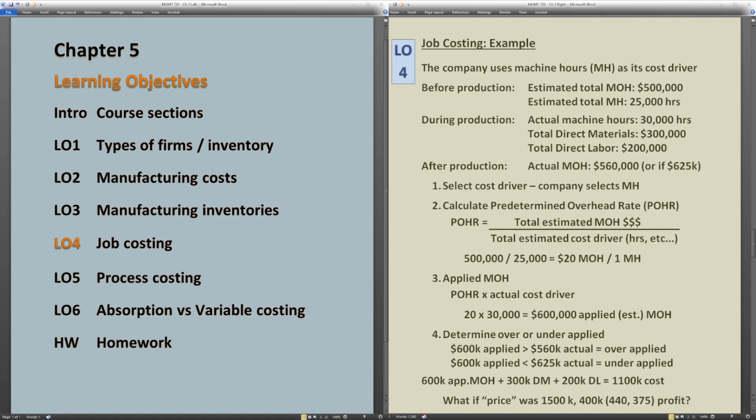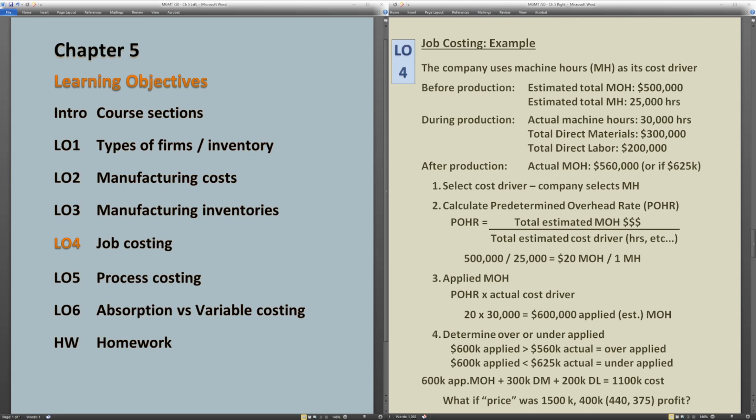Well, if our applied MOH was 600,000, that was our estimate. And we said, okay, during real time, we came up with a cost based upon our estimate of $600,000. We end up later finding out that our costs were 560. Well, our applied is over the actual, therefore it is over applied. Or if we took the second scenario and said, if we estimated 600,000, but it was actually 625, that's under applied. So let me see if I can give you an explanation of why neither one is good.